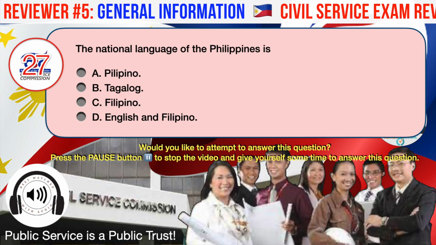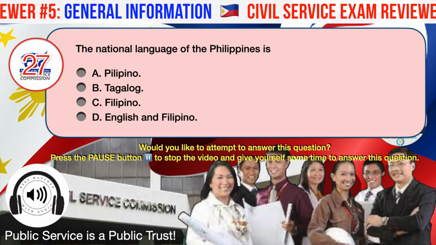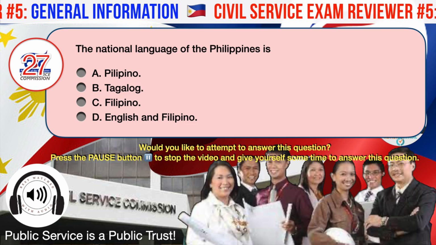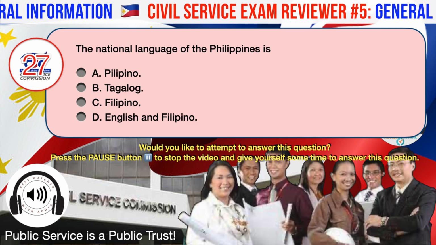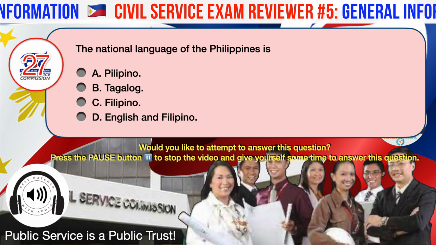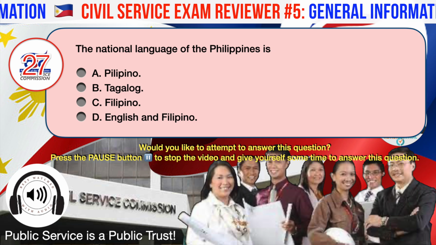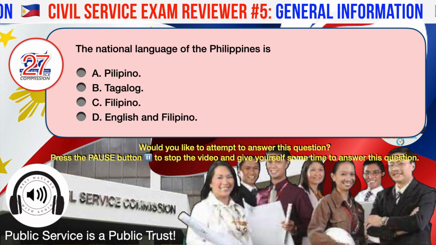Question number 27. The national language of the Philippines is A. Filipino. B. Tagalog. C. Filipino. D. English and Filipino. The correct answer is C.